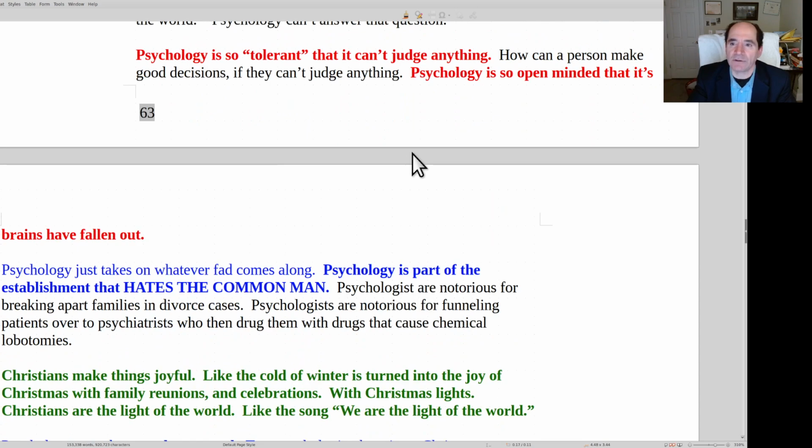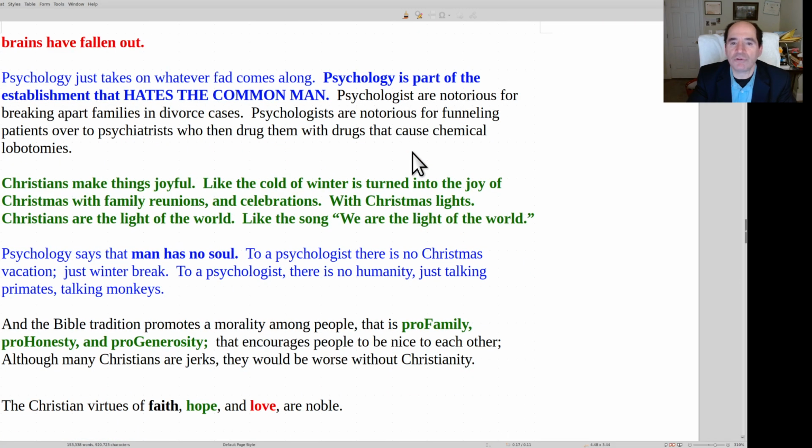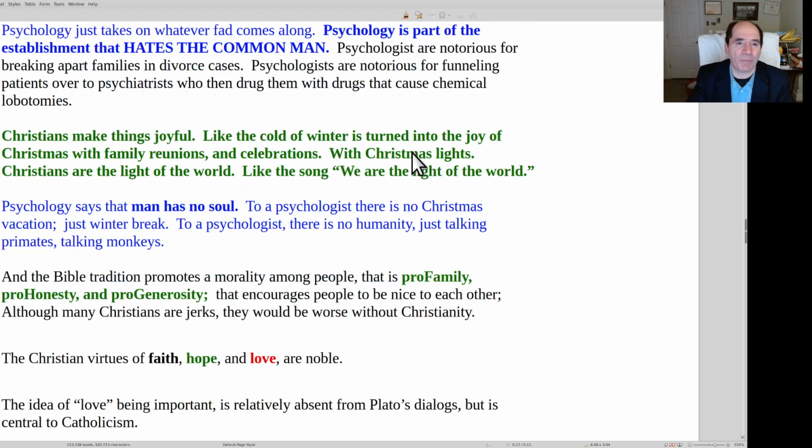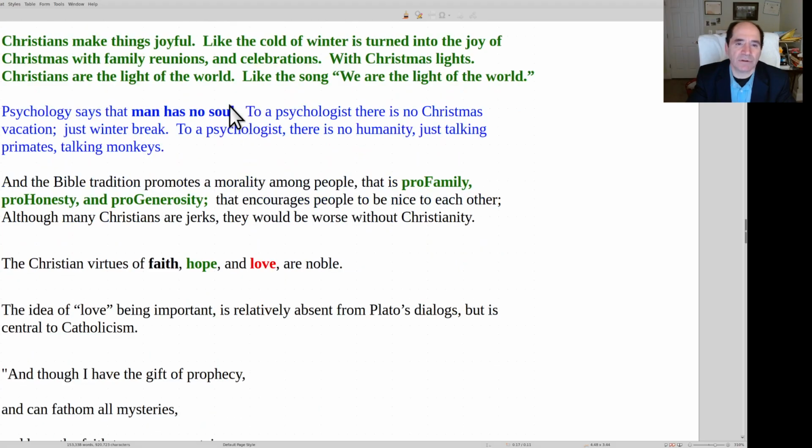Psychology is so tolerant it can't judge anything. Their brain is so open-minded that their brain has fallen out, okay? And whatever fad comes along, they will use it even if it means hurting people, okay? They're notorious for breaking apart families. I know guy after guy who said the psychologist promoted them to get divorced. And then they funnel patients to psychiatrists who give them drugs that are a chemical lobotomy. So it's not benign.